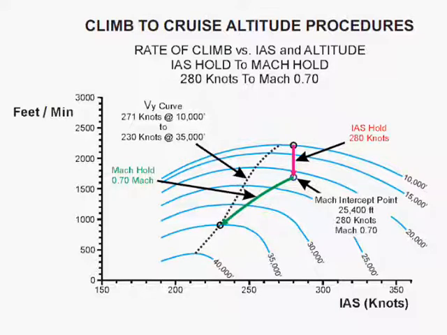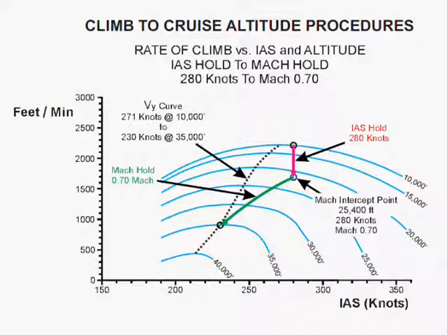Looking at the maximum points on each curve, we see a large variation in best rate of climb airspeed, ranging from 271 knots at 10,000 feet to 230 knots at 35,000 feet. This would be a complicated profile to fly. Plus, autopilots are not designed to fly this scenario. Luckily, there is a simple alternative.